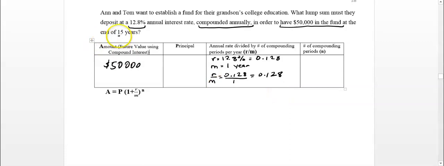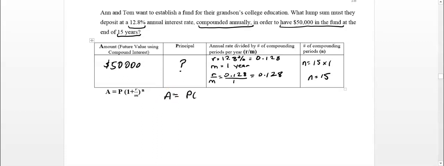Next, the number of compounding periods for our N. It says at the end of 15 years. So N equals 15 times 1, because it's compounded annually. So our N is basically just 15, right? So now we know that we're looking for the principal.